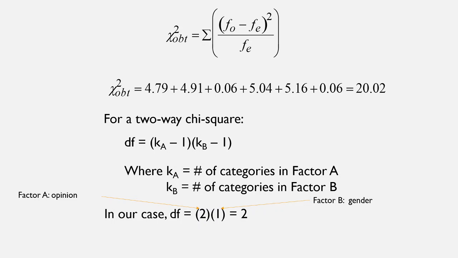So your degrees of freedom for your two-way chi-square is just multiplying together the degrees of freedom for your first factor by your degrees of freedom for your second factor.